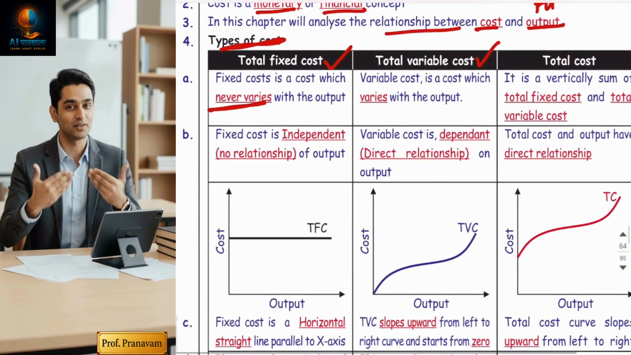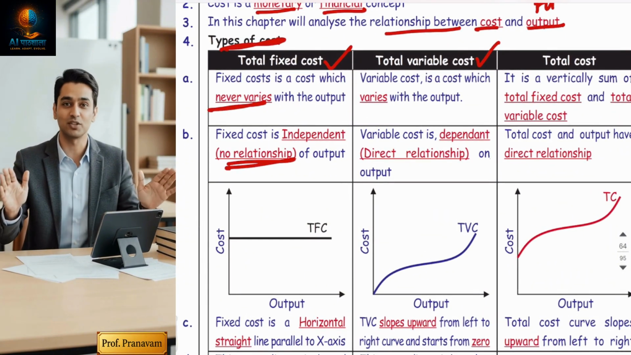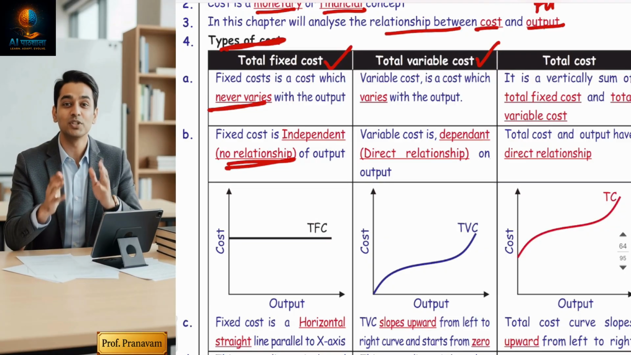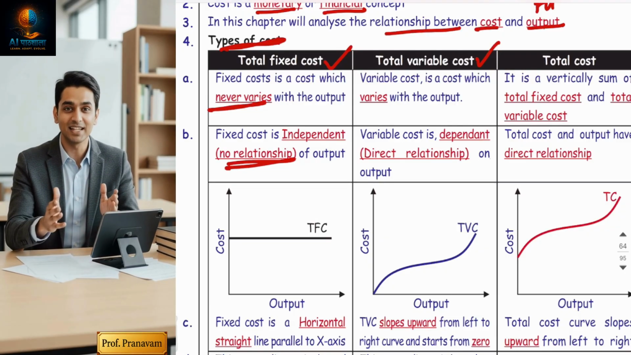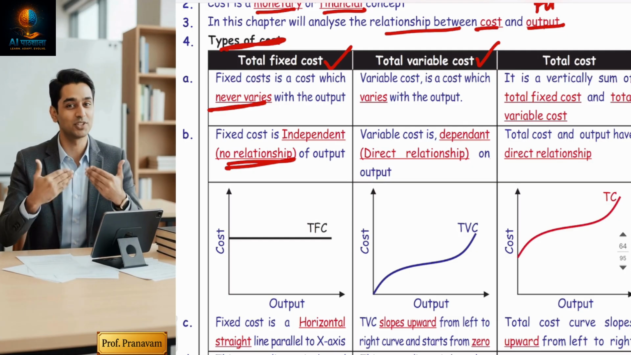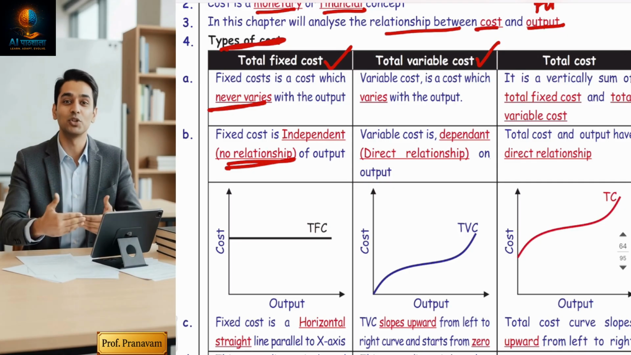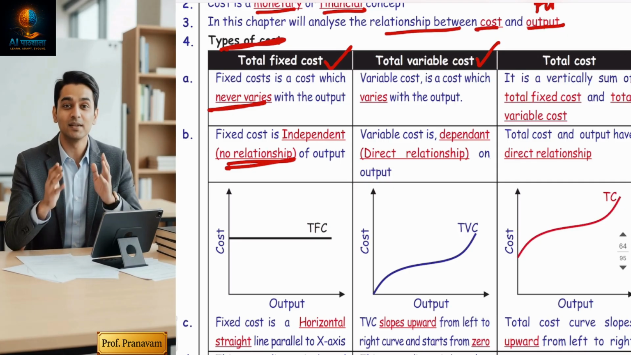That means fixed costs have no relationship with the output. Output keeps on increasing or decreasing, but fixed cost remains the same. That's why it's called fixed. It neither increases nor decreases throughout the production. So when one factor remains constant and output keeps on changing, it's called no relationship.